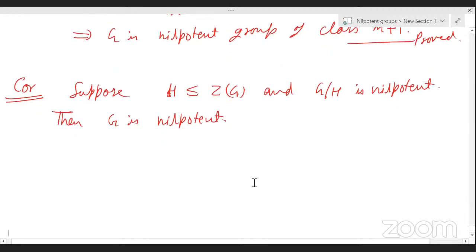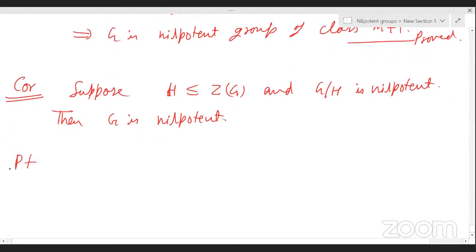So we can prove this corollary with the help of the above proposition. Now, what is (G/H)/(Z(G)/H)? By the isomorphism theorem, it is isomorphic to G/Z(G). So you may say that G/Z(G) is a quotient of G/H, or G/Z(G) is a homomorphic image of G/H.